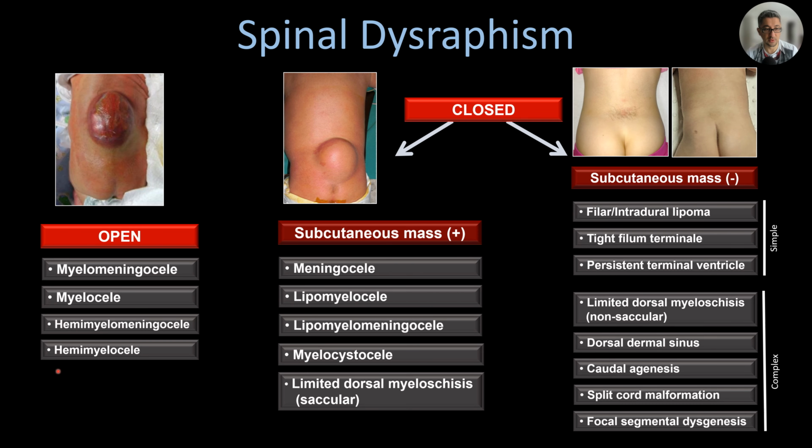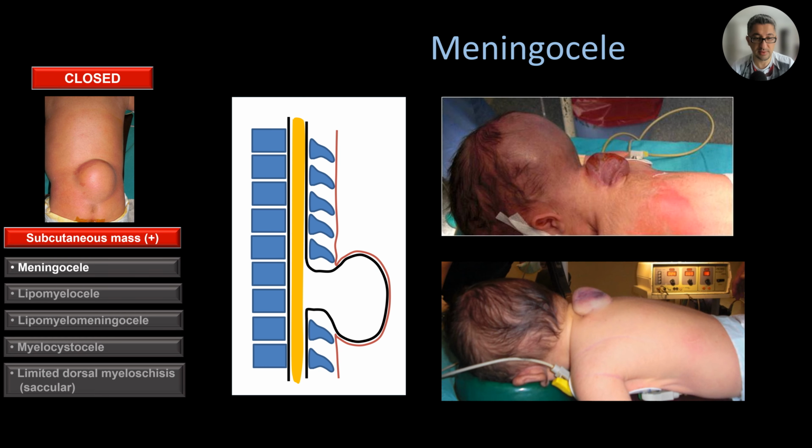After completion of open spinal dysraphism, I'm going to skip to closed spinal dysraphism with subcutaneous mass, starting with meningocele. Meningoceles are interesting because it's controversial if they are real spinal dysraphisms, because there are no abnormal neurologic elements within the dural sac. As you can see here, there is herniation of the dural sac covered with the skin, but no abnormal neurological elements in the sac.